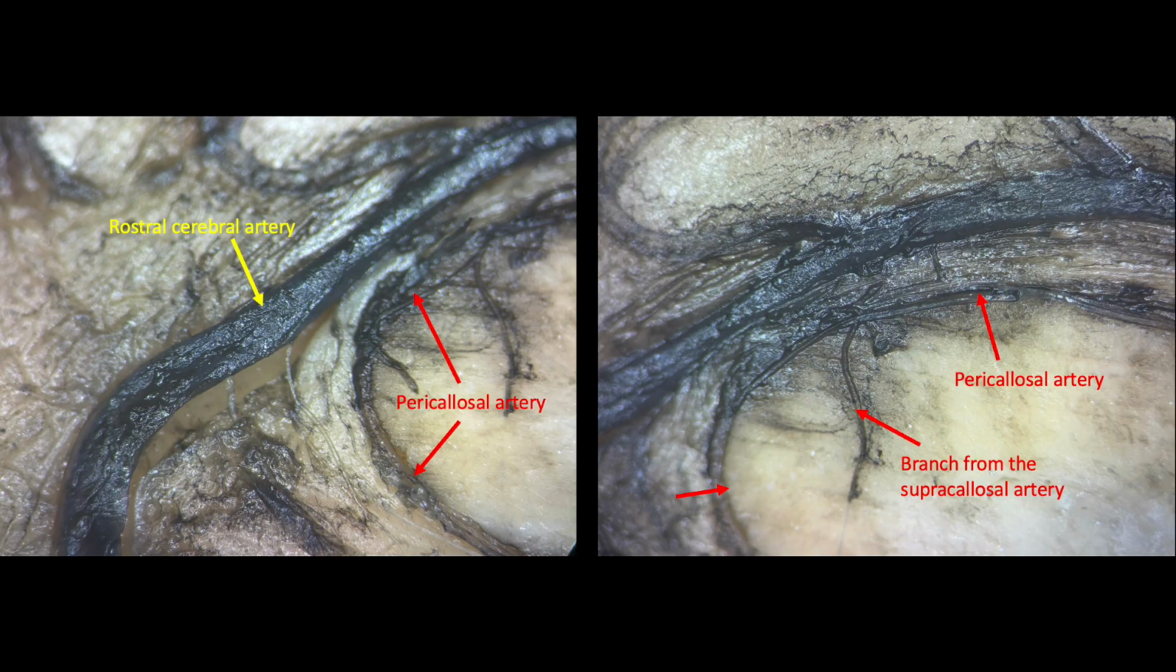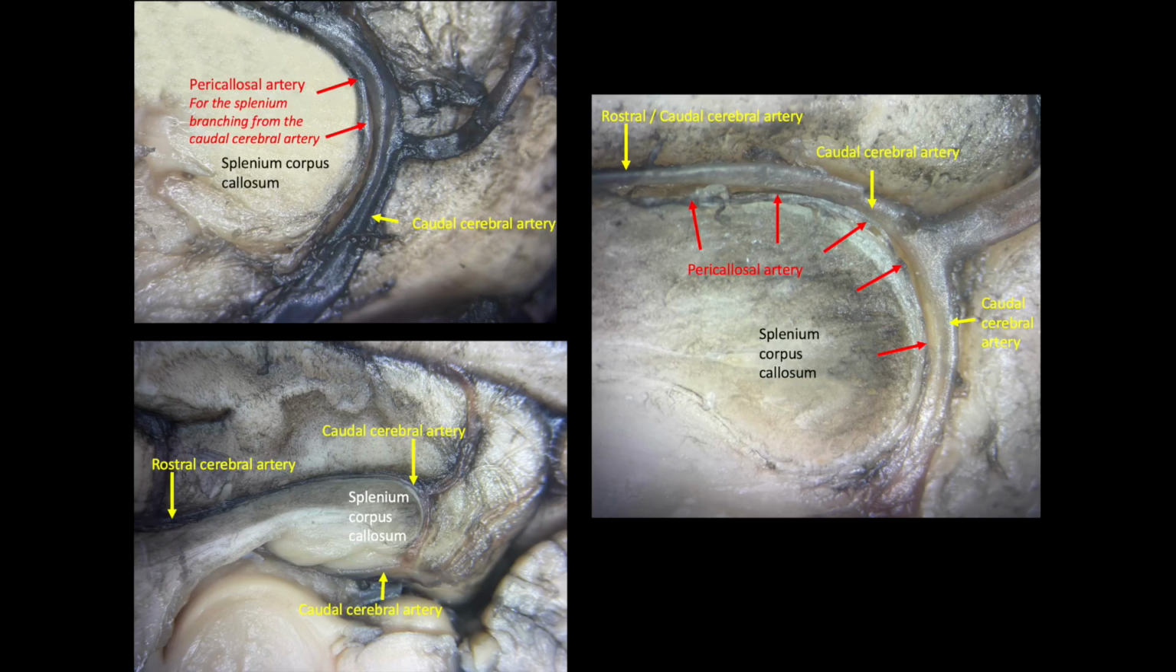These images show the branches from the pericallosal artery that penetrate the corpus callosum. Notice that on the left image, branches from the rostral cerebral artery vascularize the telencephalic septum. Now we have moved to the splenium of the corpus callosum. Notice that the splenium is vascularized by the caudal pericallosal artery.